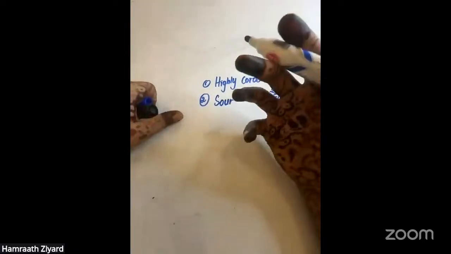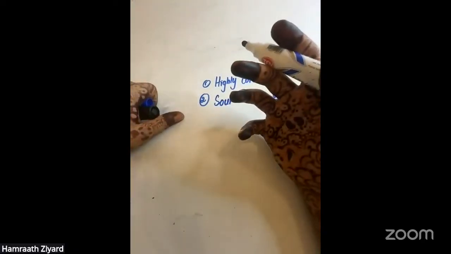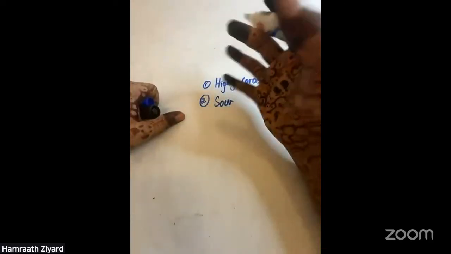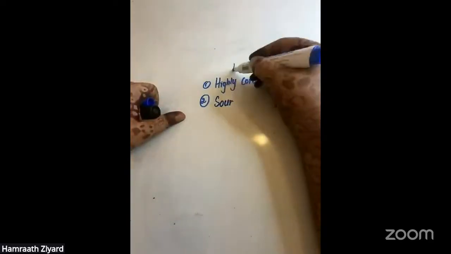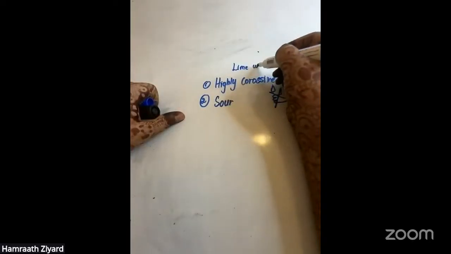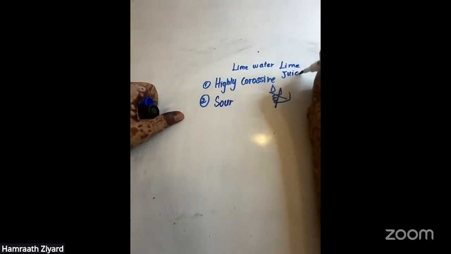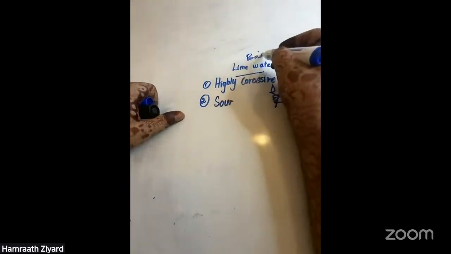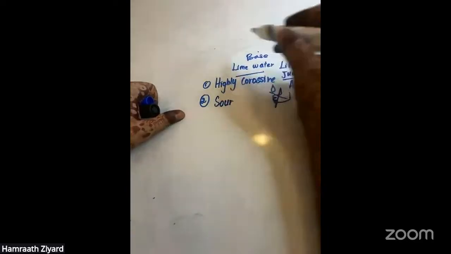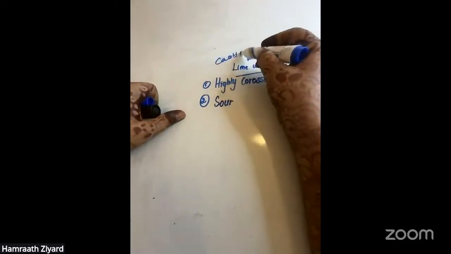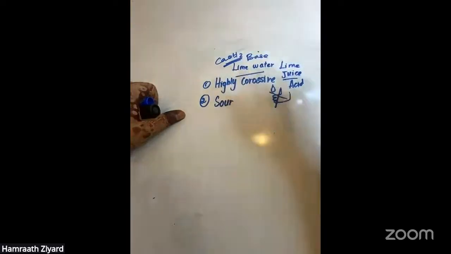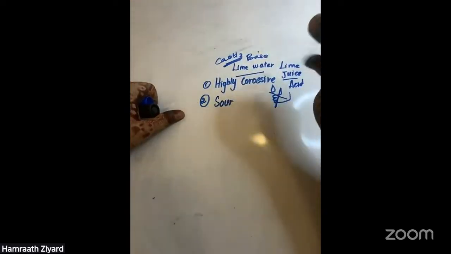When you talk about acid, some people get confused, so lime water is different, okay dear. Lime water is a different one. Lime juice is a different one. Lime juice is an acid, while lime water is a base. So don't get confused, okay? Lime water is calcium hydroxide. Lime juice is from the lemon.